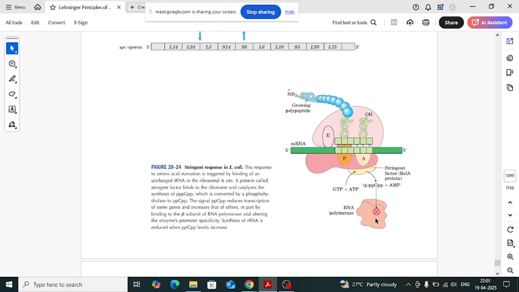So some promoters will be recognized and some will not. For example, the rDNA promoter, the ribosomal RNA promoter, will not be recognized when ppGpp is bound to the RNA polymerase. So ribosomal RNA synthesis is reduced when the ppGpp level increases. That is how they can reduce the expression of ribosomal RNA when there is amino acid starvation. That is called the stringent response in E. coli.